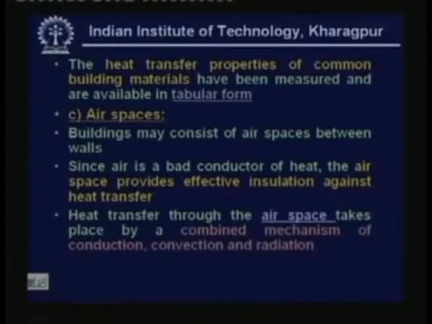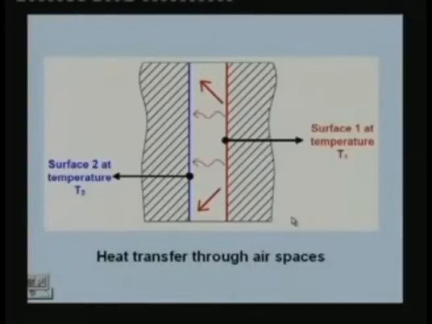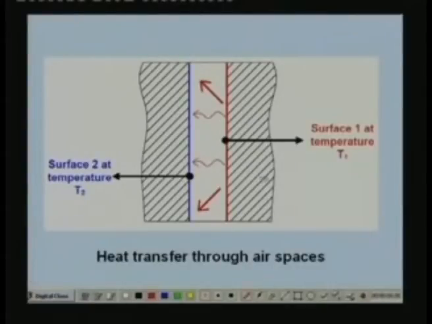And heat transfer through the air space takes place by a combined mechanism of conduction, convection and radiation. So again you have a multimode heat transfer in an air space. Let me explain that. This is a wall and this is a wall, and in between these two walls you have the air space. Let us say that this surface is at a temperature T1 and this surface is at temperature T2. For the time being, let us assume that T1 is greater than T2. So heat transfer takes place from this surface to this surface.